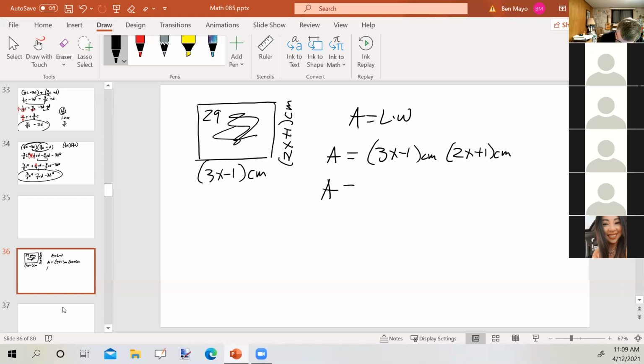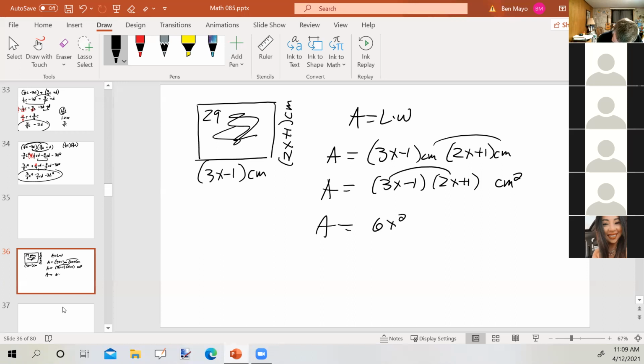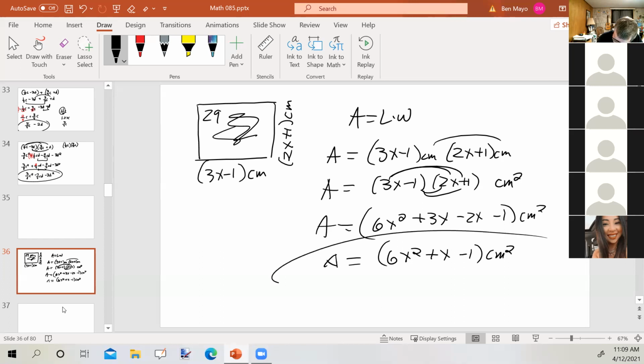I'm going to rewrite that without the centimeter units there. But in fact, the final answer would have what? Square centimeters? Okay. So now I'm going to get 6x squared plus 3x minus 2x minus 1 square centimeters, which is 6x squared plus x minus 1 square centimeters. And again, I need parentheses around that whole polynomial because the units of square centimeters goes with the whole quantity.